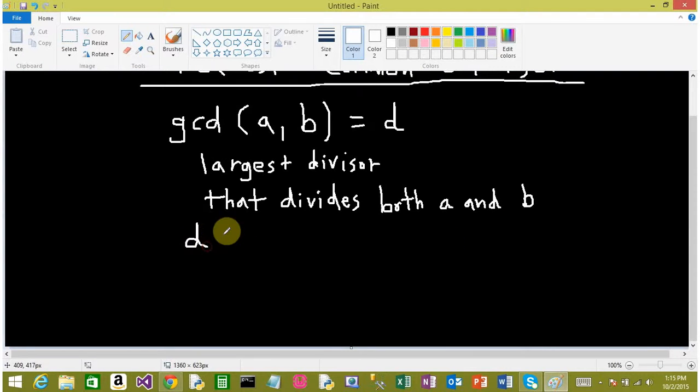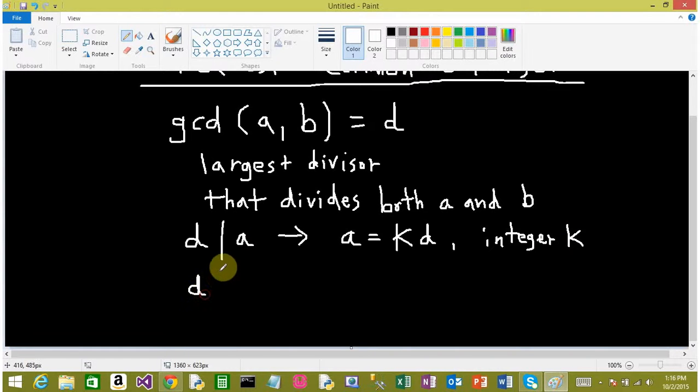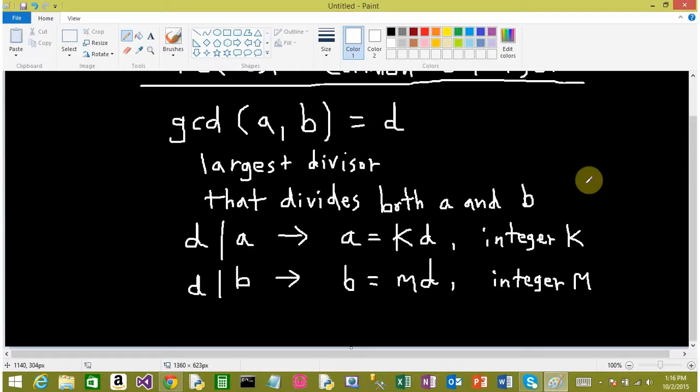So that means that D will divide A. So in other words, A is equal to K times D for some integer K. And then D divides B. So that means that B is equal to, we'll use another integer, we'll just say M times D for some integer M. So this greatest common divisor has to divide both of those numbers, A and B, and it has to be the largest one. So let's see how this works in an example.